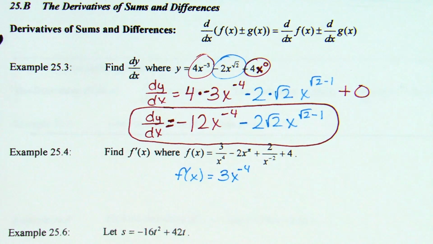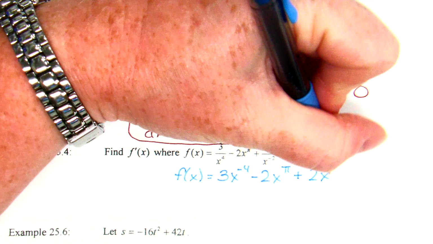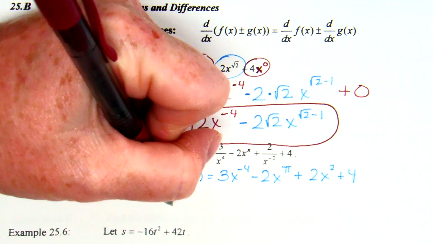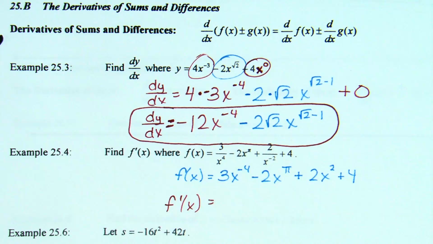That next term is okay. Minus 2x to the pi. Plus, what about 2 over x to the negative 2? It'd be 2x to the positive 2. And that plus 4 is good. Now you ready to take a derivative? Okay. Can I skip baby steps here?